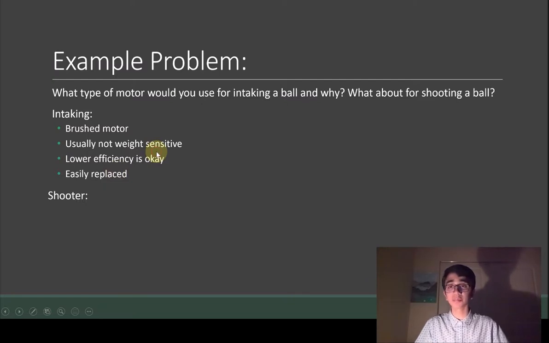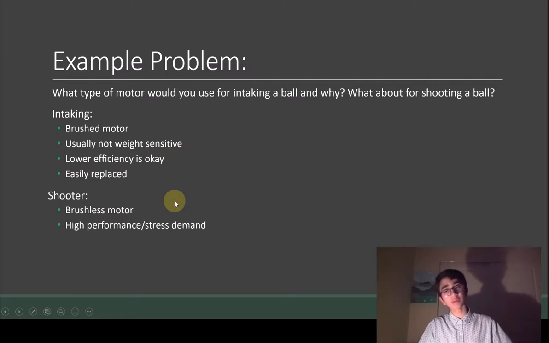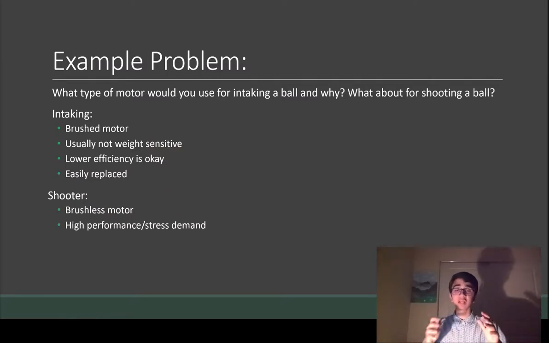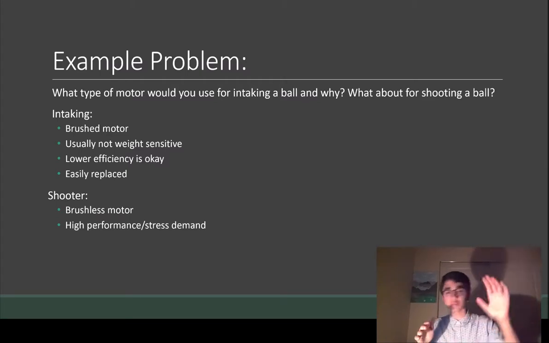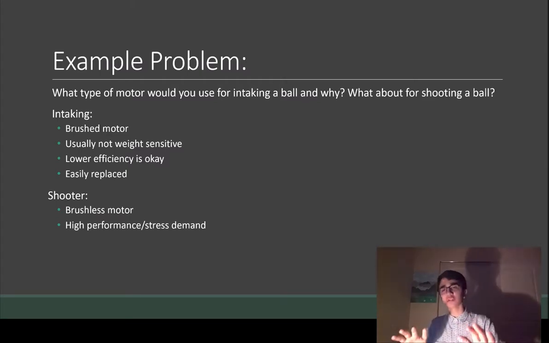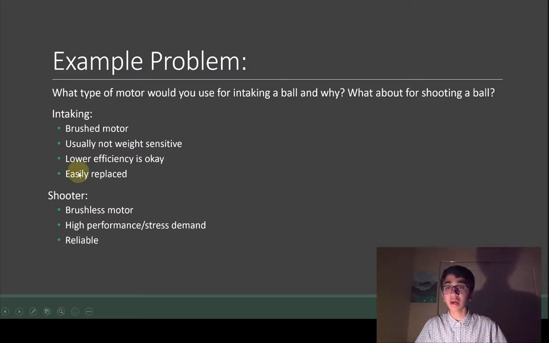All right, how about for a shooter? For a shooter, I would go with the brushless motor, because shooters are very high performance and high stress environments. We're constantly ramping the shooter up and down. And just to clarify, the shooter I'm talking about is a fast rotating flywheel. In a flywheel, it's a very high performance, high stress environment. We want our motor to provide the most power output for the voltage we provide it, and that's done by our brushless motor. And it's reliable.